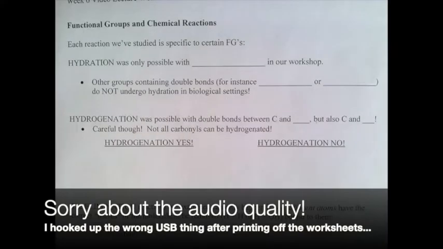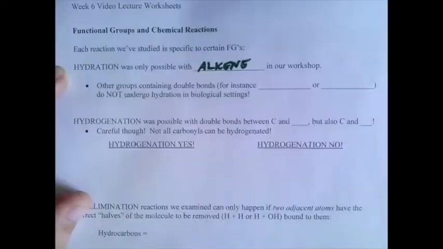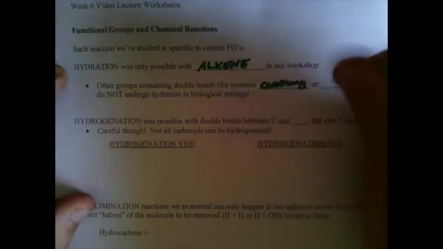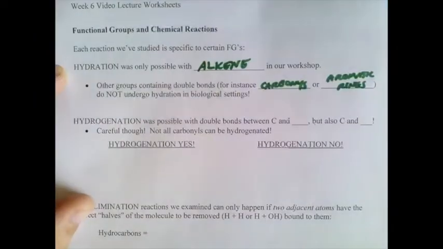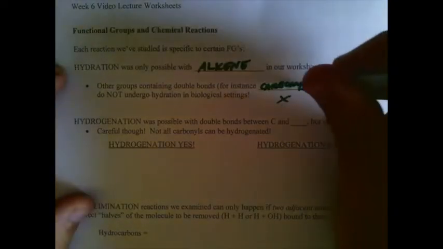Let's take a look at the worksheet. So in our workshop, we saw that there was just one type of functional group that could undergo hydration, one very specific kind of double bond, and that was an alkene. The reason we did just that one is because, biologically speaking, it's the only one of any interest to us that can. If you look at other groups that contain double bonds, for instance, carbonyls or aromatic rings, neither of them are capable of undergoing this reaction. That one, no chance. There's an L in carbonyls.